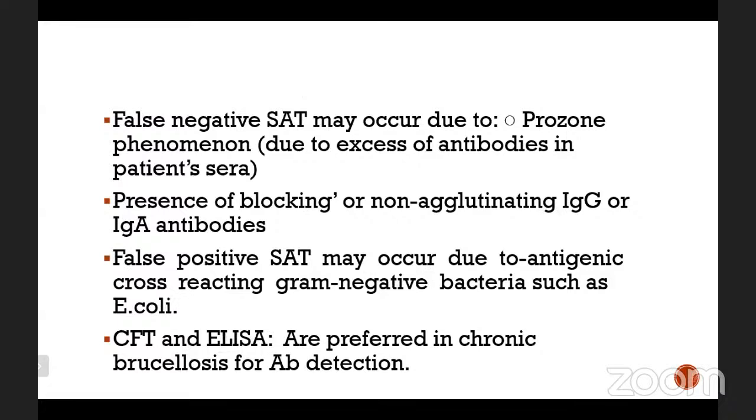False negative standard agglutination test occurs due to the prozone phenomenon. The prozone phenomenon means that due to an excess of antibody in the patient's sera, false negative will occur. It also occurs due to the presence of blocking or non-agglutinating immunoglobulin G or immunoglobulin A antibodies. False positive SAT may occur due to antigenic cross-reaction with gram-negative bacteria such as E. coli. Complement fixation test and ELISA are preferred in chronic brucellosis and antibody detection.